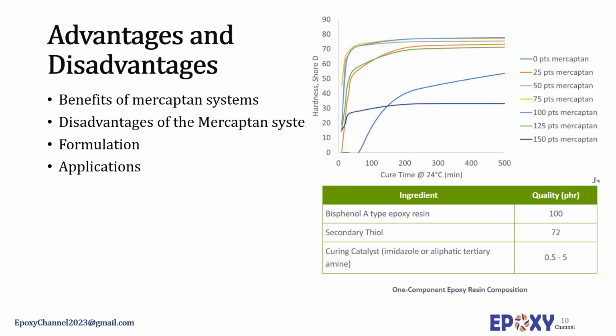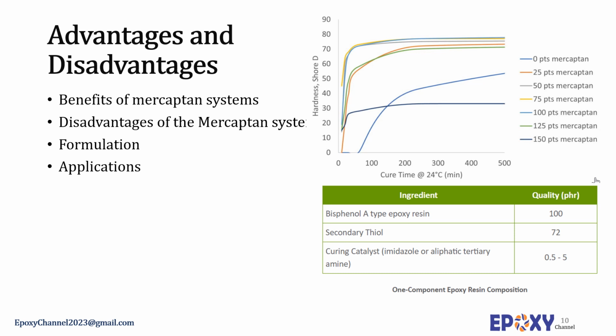Not only do mercaptans give rapid curing at room temperature, but they also give rapid curing at temperatures as low as -9 centigrade. Even at these temperatures, mercaptans will cure epoxies in under a minute, depending on the catalyst concentrations.